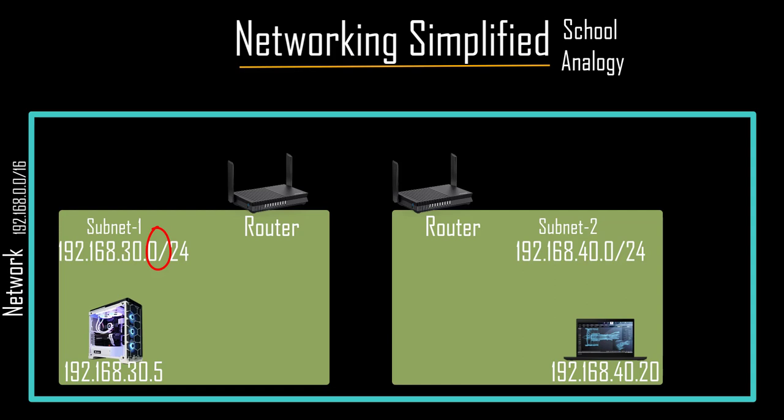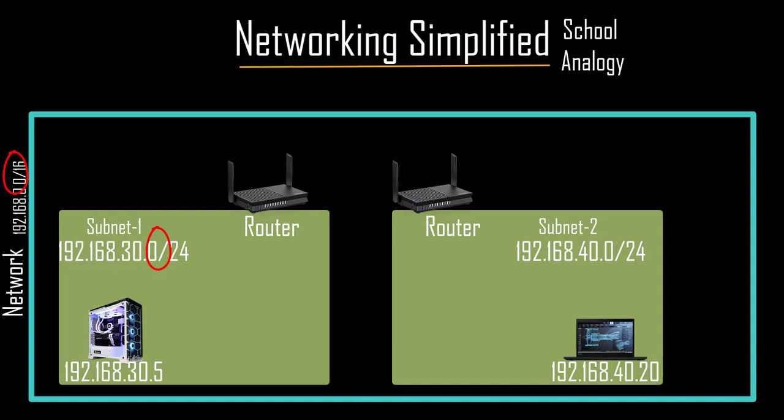And what if it is 30? 30 would then be 2 devices. What if it is 16? In that case, you will have 65,000 devices in that network. That's huge now, okay? So the number of devices that you have in the network is inversely proportional to the number after the slash. So the smaller the number, bigger your network is. Bigger the number after slash, less devices the network can host.